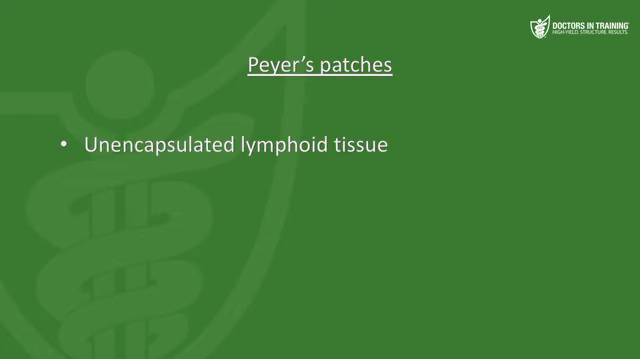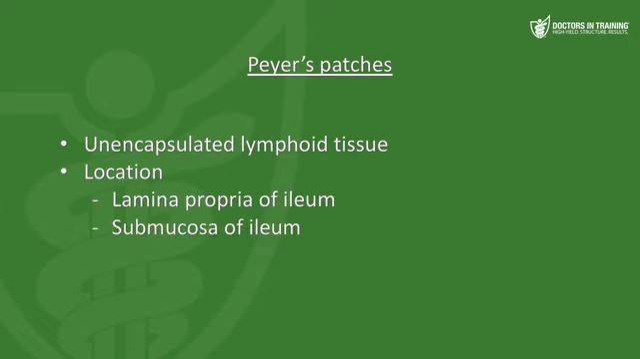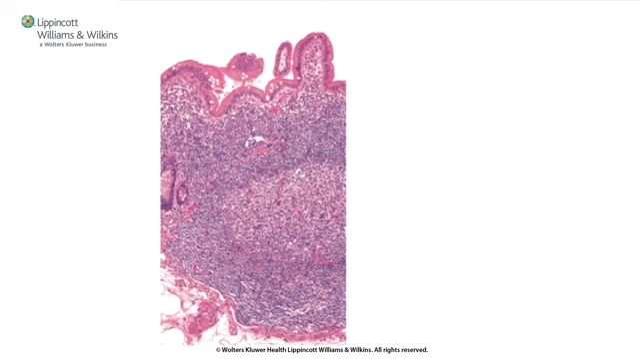Peyer's patches are unencapsulated lymphoid tissue found mainly in the lamina propria of the ileum and also extending into the submucosa. So this unencapsulated lymphoid tissue is not like lymph nodes that have a capsule surrounding them. And these Peyer's patches are only found in the ileum, and that's how you can tell the ileum from the jejunum, microscopically. Here's an image of a Peyer's patch. You can see all of these lymphocytes packed in here in the mucosa, but there's no capsule.